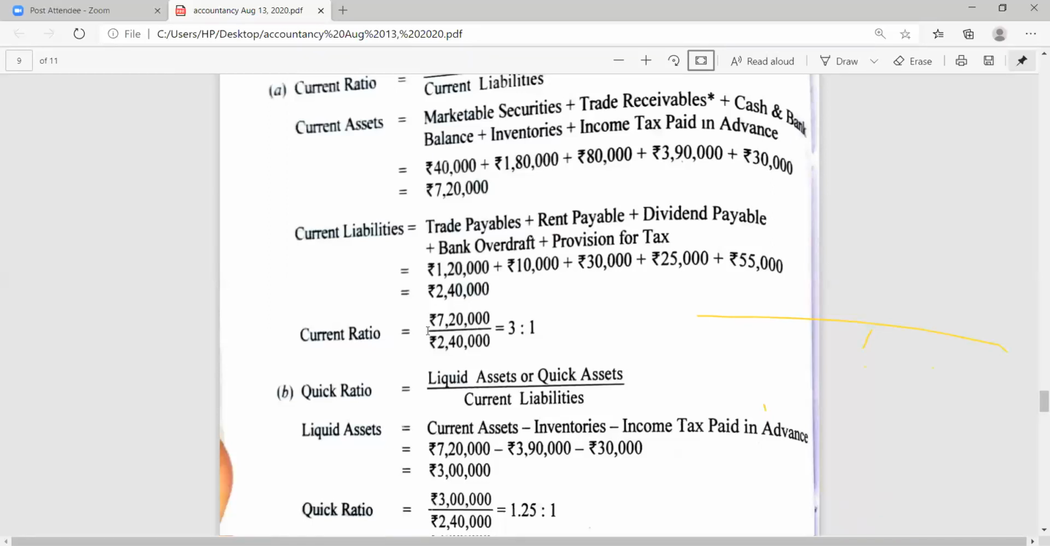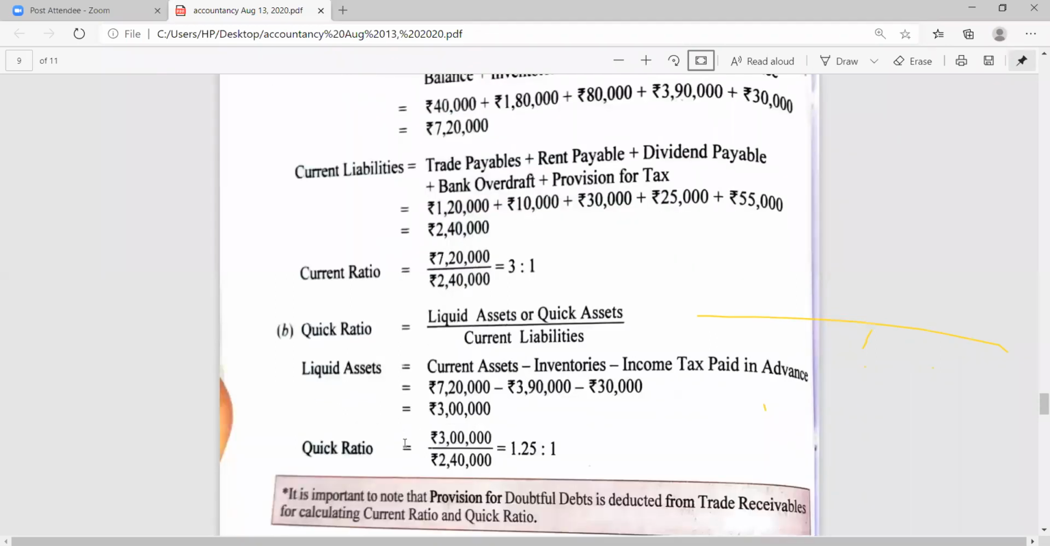Current liabilities are with us, which we have calculated above, that is your trade payables, rent payable, dividend payable. All these are the outstanding rent, outstanding dividend, bank overdraft, and provision for tax. All in all, we get the current liabilities as 2,40,000. Now the quick assets or liquid assets are 3 lakh, and current liabilities are 2,40,000. So 1.25 ratio 1 will be our quick ratio.